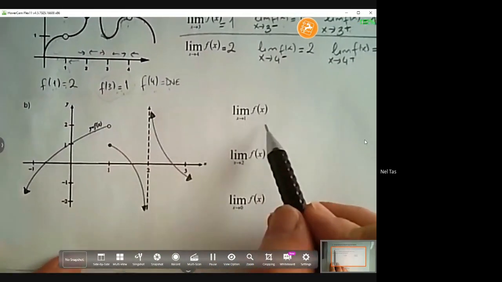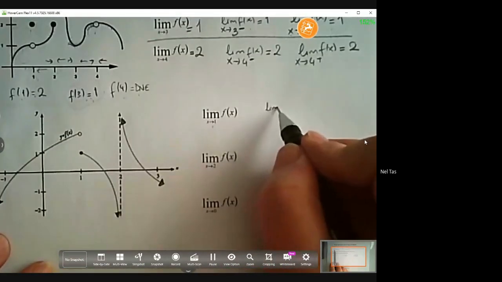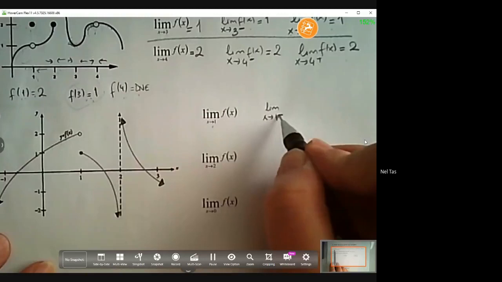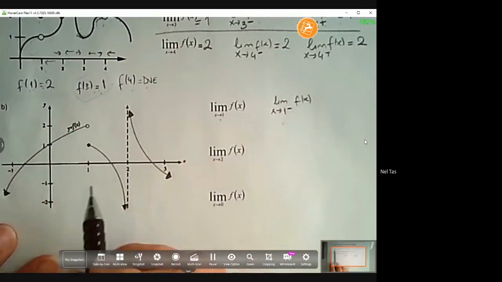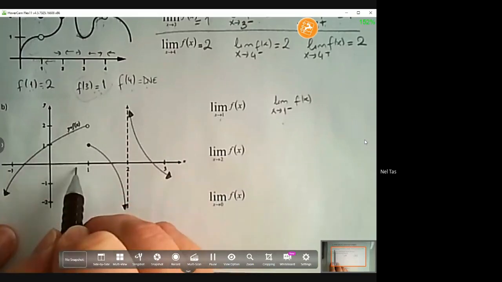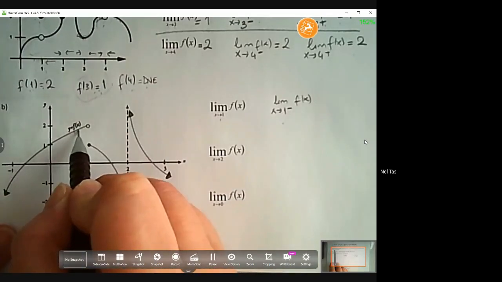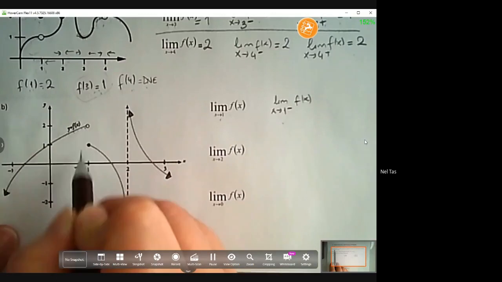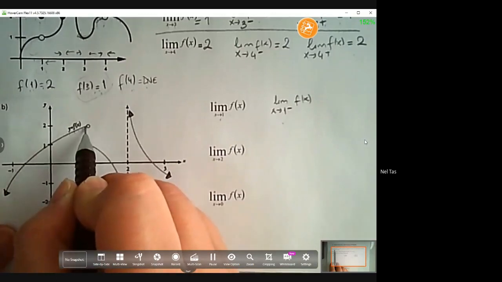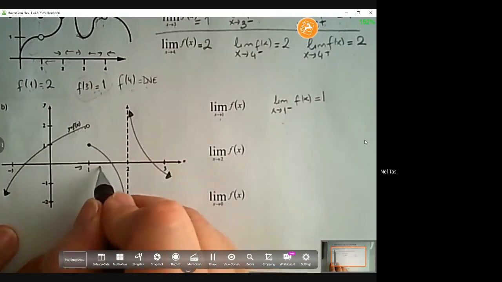So limit of f of x as x approaches 1. Again, let's look at the limit from left. As x approaches 1 from left, we look at the y values, 1.7, 1.8, 1.9. It is getting closer and closer to 2 as x approaches 1 from left. So left side limit is 2. Let's look at the right side limit.